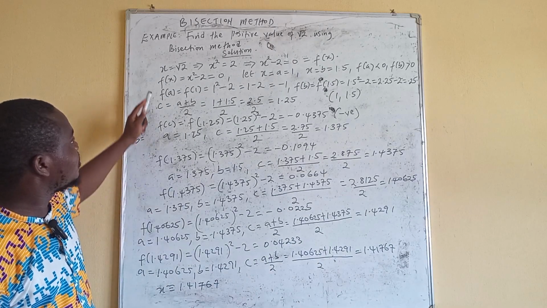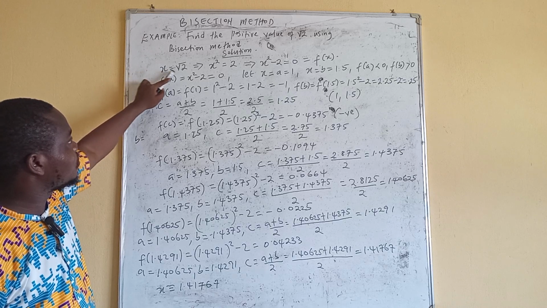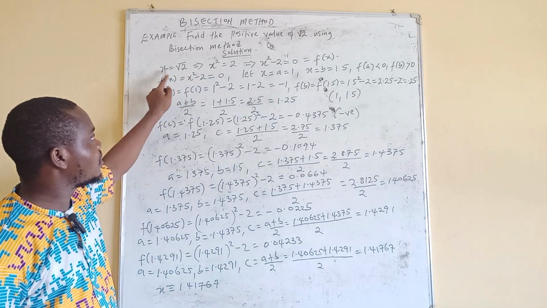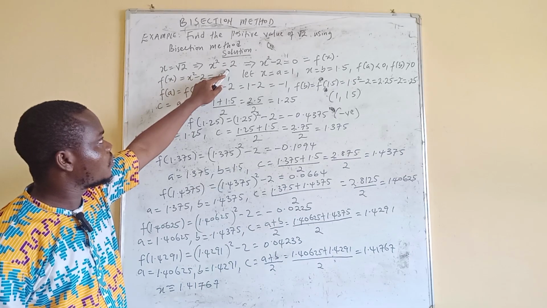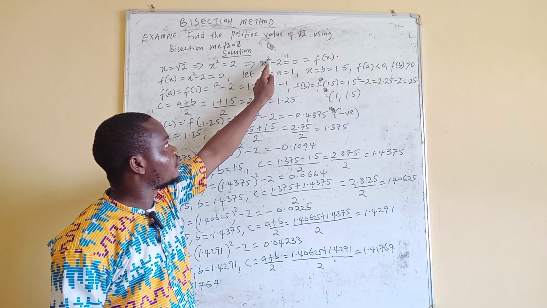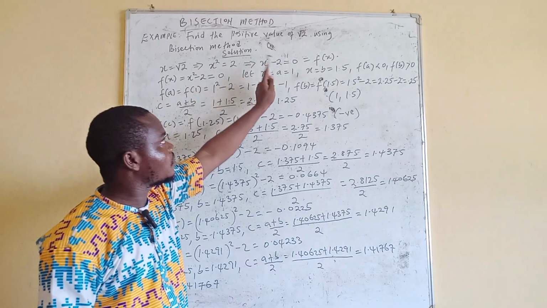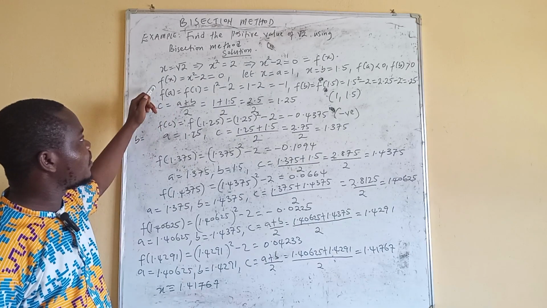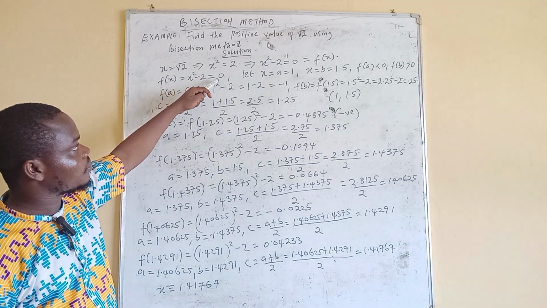So now what we're going to do is consider x equals root 2. Implying that, by squaring both sides, x squared is equal to 2, meaning that x squared minus 2 gives us 0. Now instead of looking for root 2, we're taking x as our root, so that will give us x squared minus 2 equals 0 equals f of x. Now f of x equals x squared minus 2 equals 0.